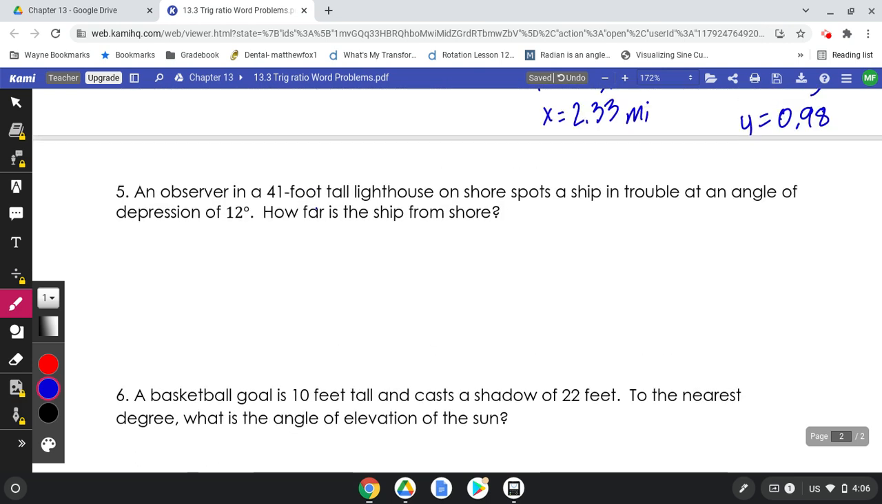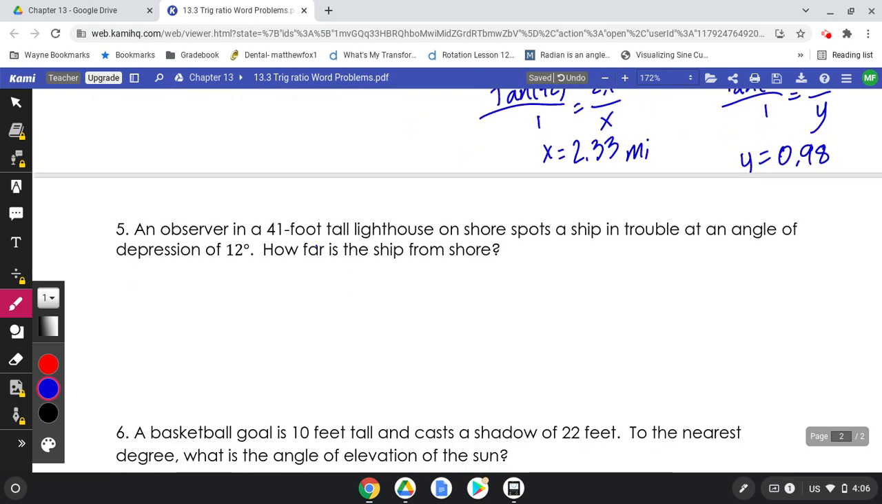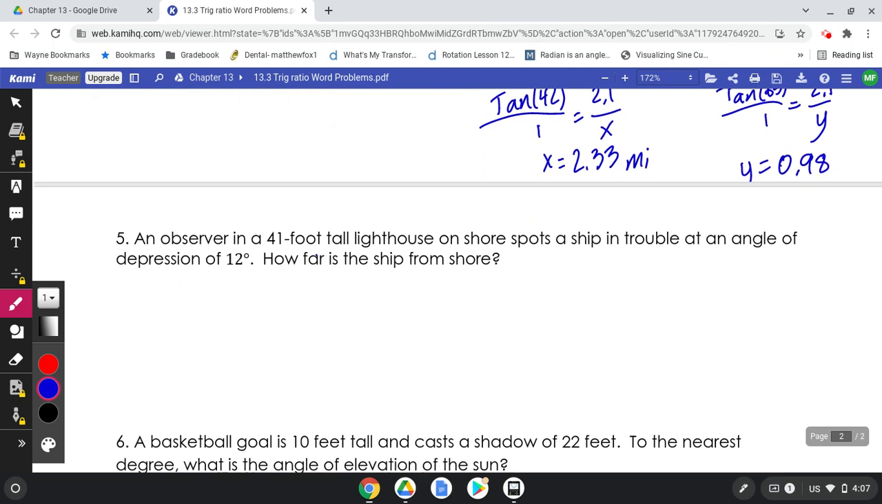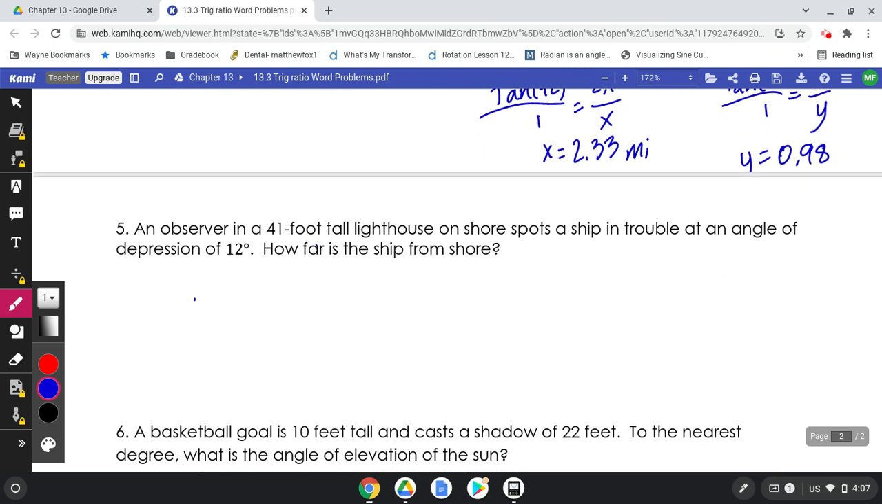Now the last one I want to talk about here before we go is this number 5, because of this angle of depression. So first off, let's set up our triangle. And we know that it's a 41 foot tall lighthouse, so 41 feet. It's kind of sloppy, but it says 41. Okay, and we're trying to find out how far the ship is from shore. It says an angle of depression of 12 degrees.